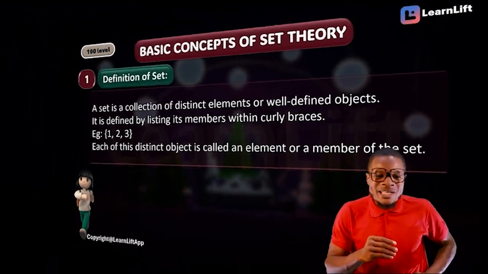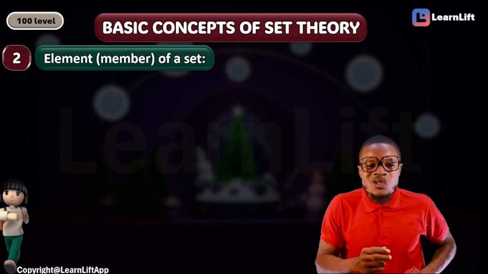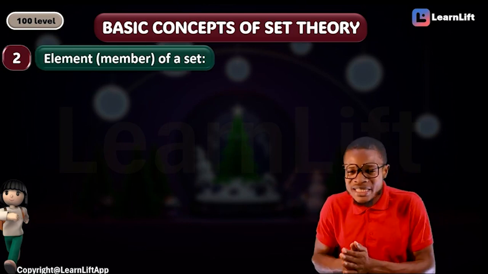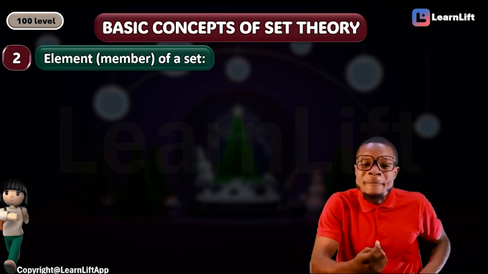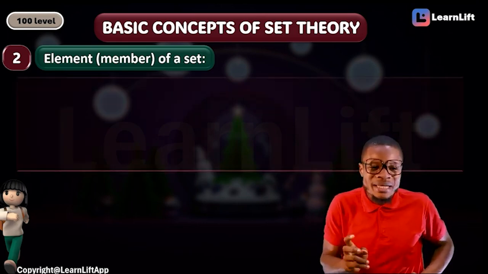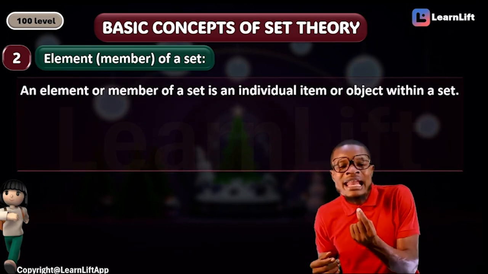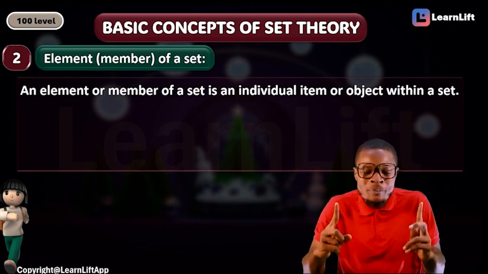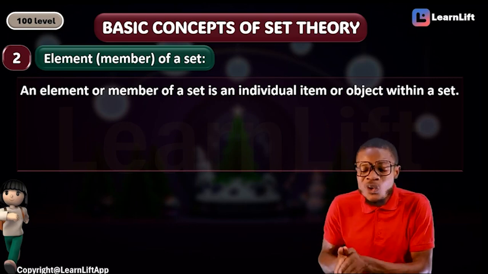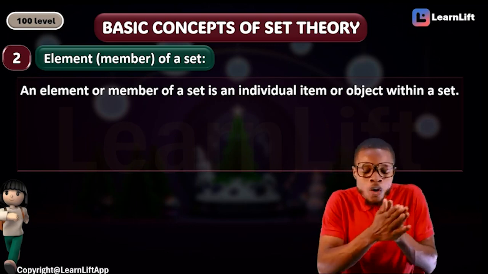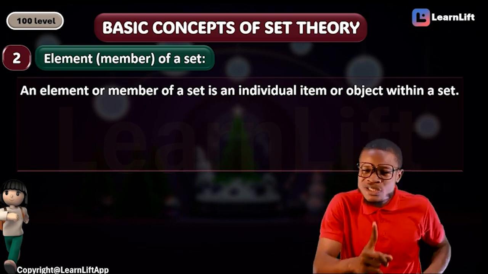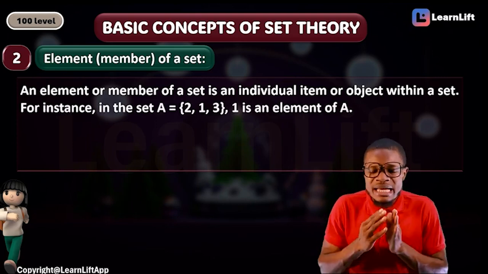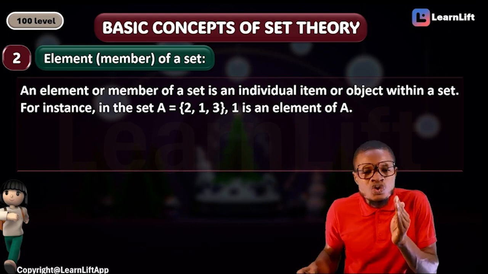Let's go. Number 2 that you must note is the elements or the members of a set. When we say element of a set, it also means members of that particular set. How do you define it? Take note. An element or member of a set is an individual item or object within a set. An individual item or object within a set is called the element of a set. Now, you must understand this very quickly: for instance, let's say we have set A, and set A is 2, 1, 3.